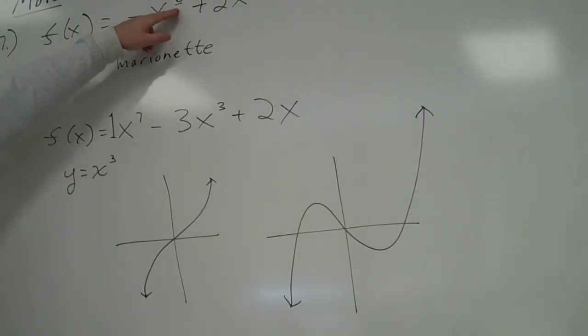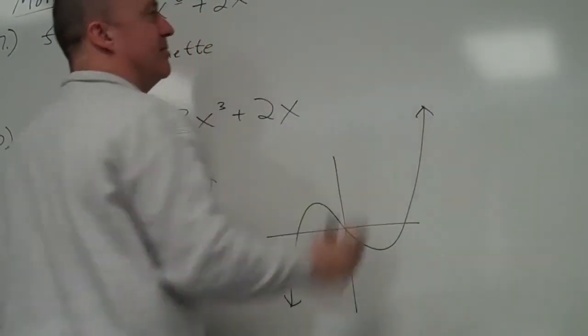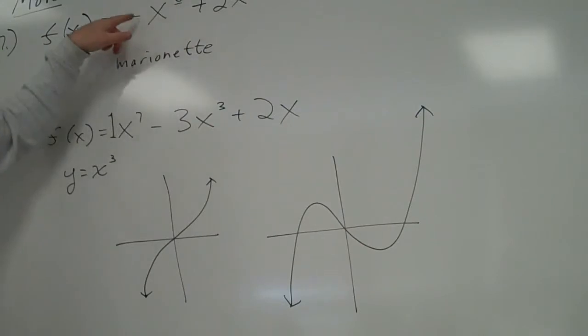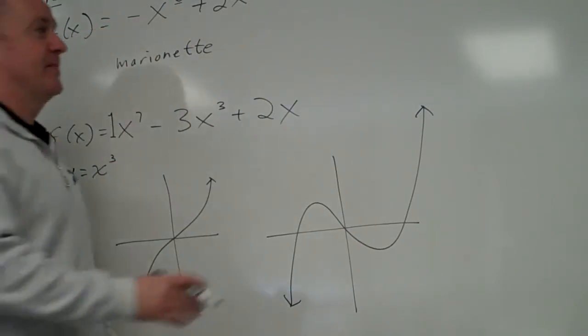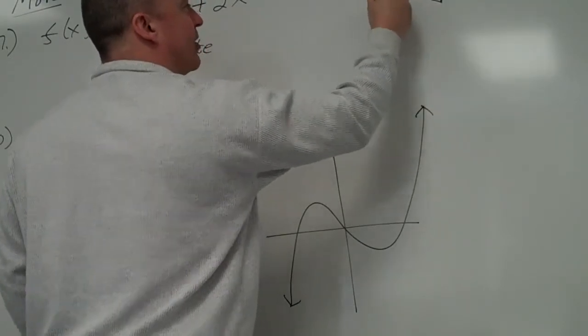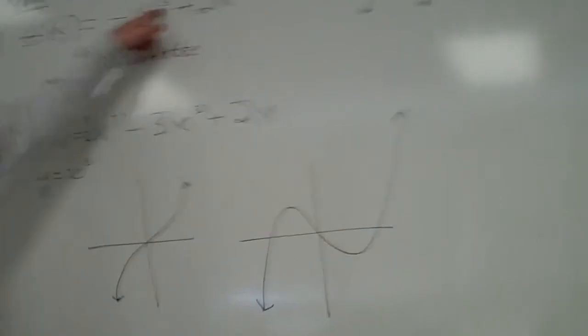If the highest exponent is even, it behaves something a little bit like a parabola. Parabolas have both of their ends going up forever. If the leading coefficient is negative, you don't get a smiling parabola, you get a frowning parabola, right? Now this is not a parabola. Parabolas are only x squared. This is x to the 6th.